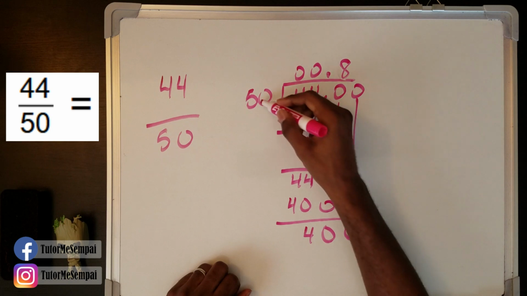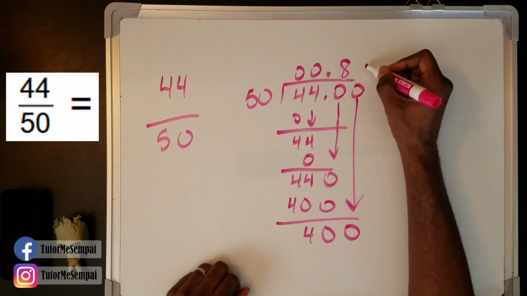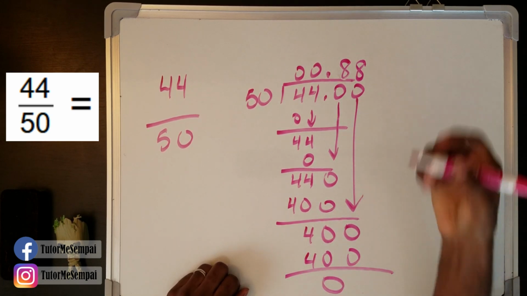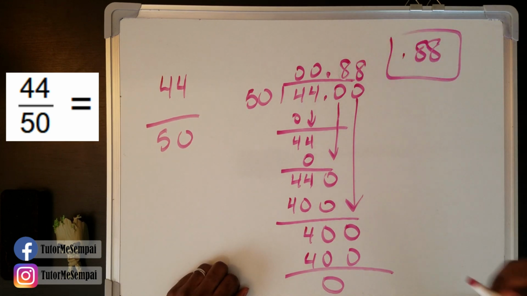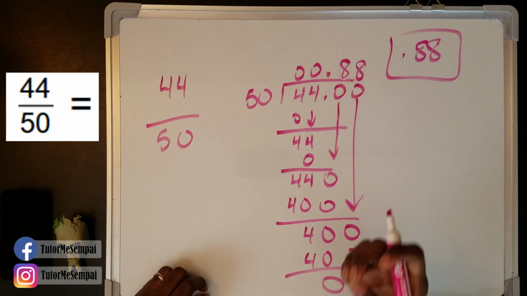So now you have 50 going into 400. Well, we know it exactly goes into 400 8 times, so we're going to put another 8 here and then finish this off. So our decimal form is 0.88. That's our answer. And we've seen it in long division. Now let's see our shortcut.